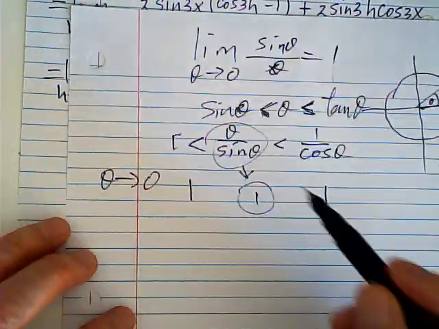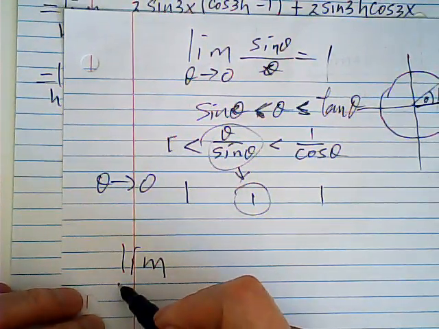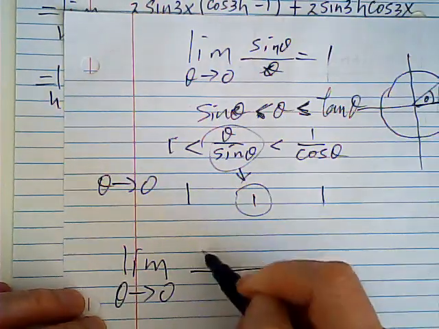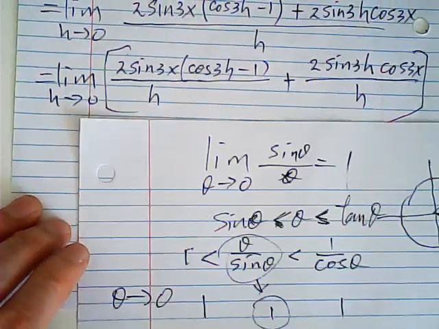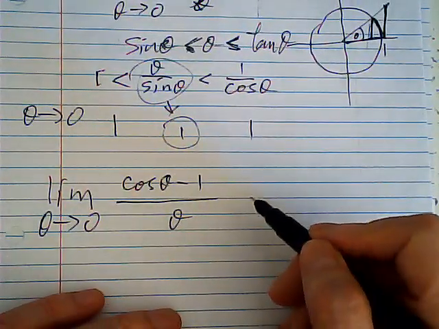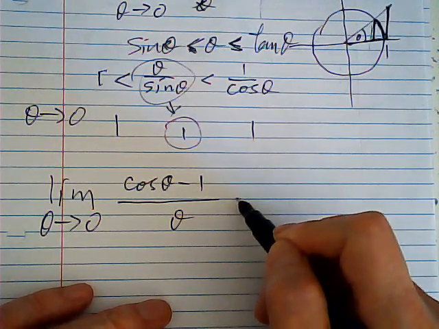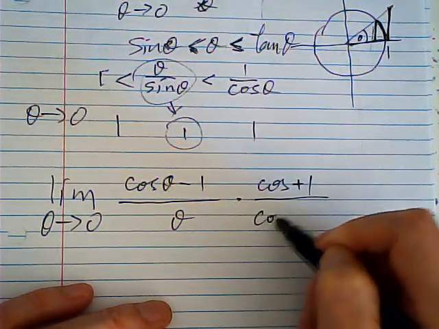Now there's another limit. The limit as theta goes to 0 of cosine theta minus 1 over theta. That's another basic limit. We can multiply by cosine plus 1, right? Cosine plus 1.